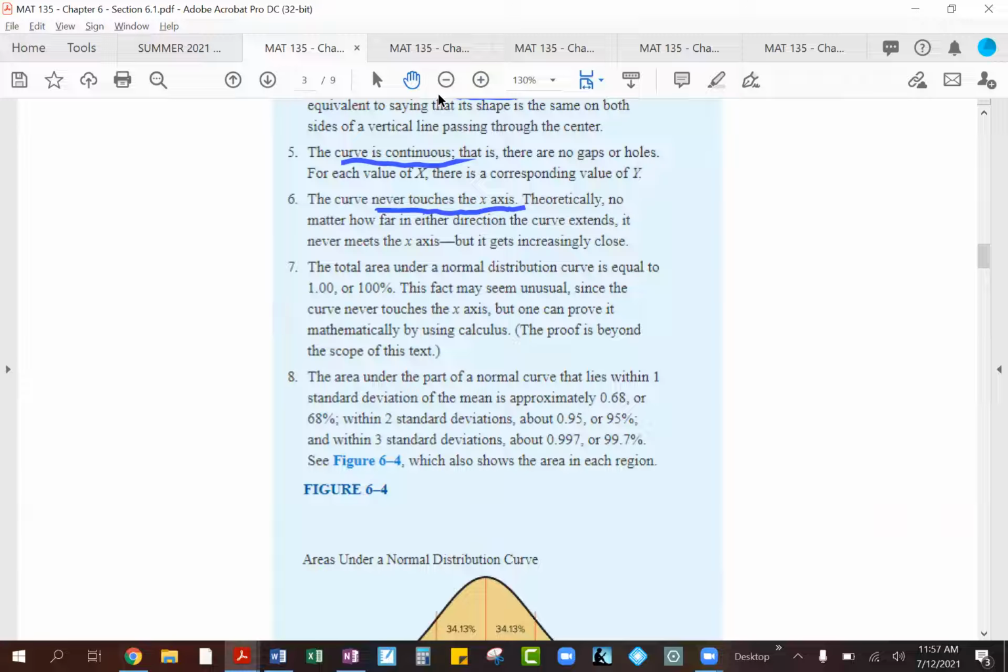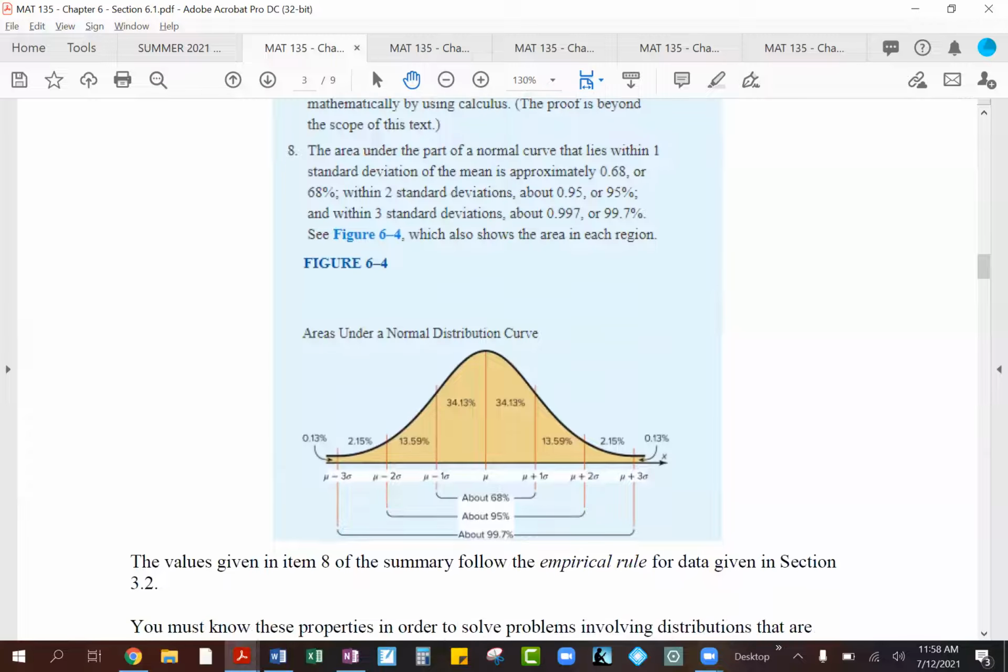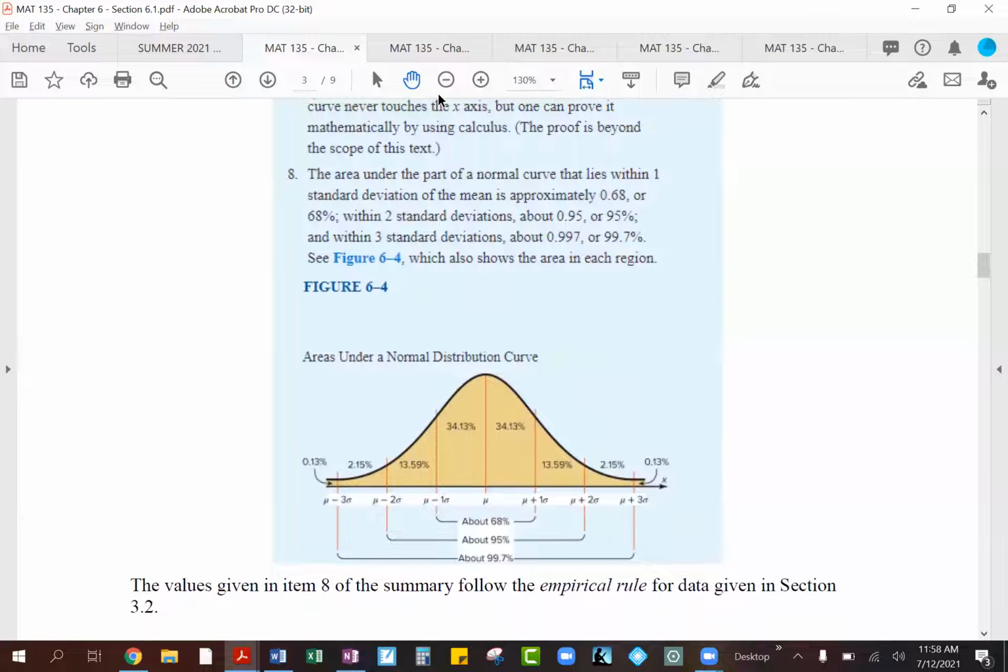One other thing you want to keep in mind is that the entire area under the curve is 100%, or, in decimal form, we would say the area under the curve is equal to 1. We normally write the percentages as decimals, but in percent that would be 100%, or in decimals that would be equal to 1. Now, the empirical rule that you saw in chapter 3 actually breaks this down.